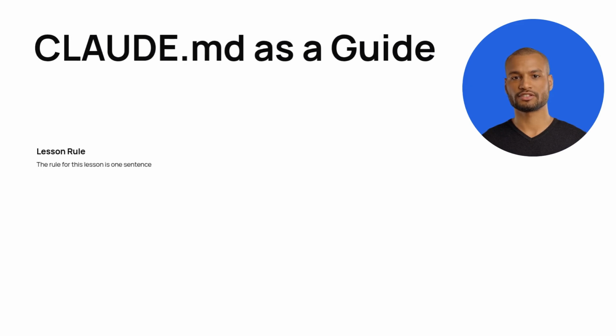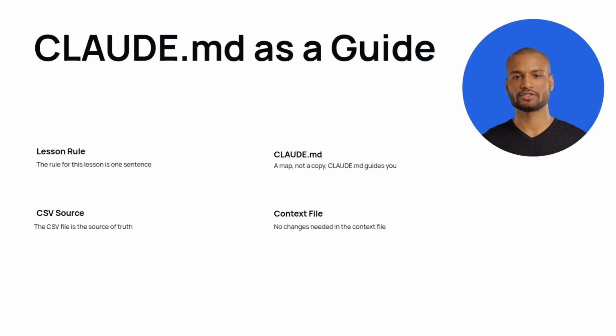The rule for this lesson is one sentence. CLAUDE.md is a map, not a copy. The CSV is the source of truth. When the data changes, Claude reads the new version automatically, and you change nothing in the context file. A wrong CLAUDE.md has outdated data typed straight into the file.